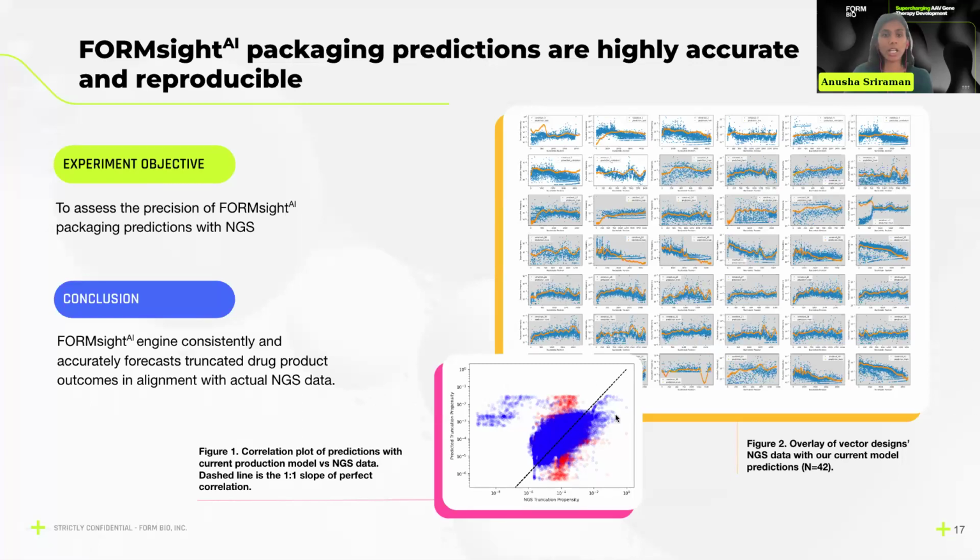On figure 2, we have the overlay of NGS data with our model prediction for 42 constructs. And these data indicate that the truncated drug product outcomes predicted by FORMsightAI are consistent and accurate with the actual NGS data.